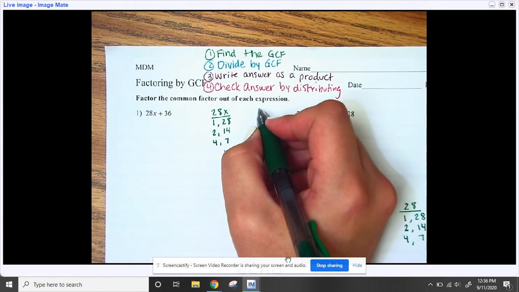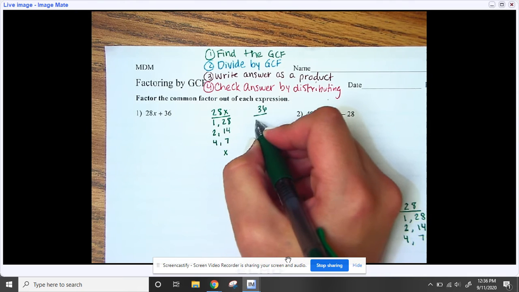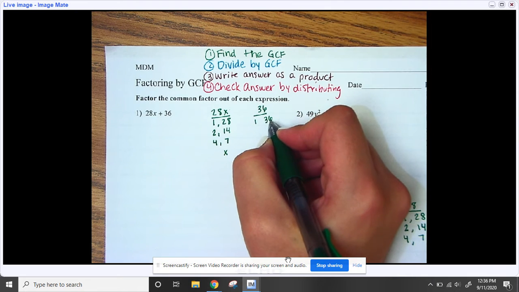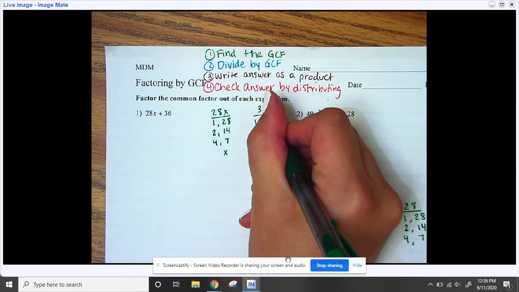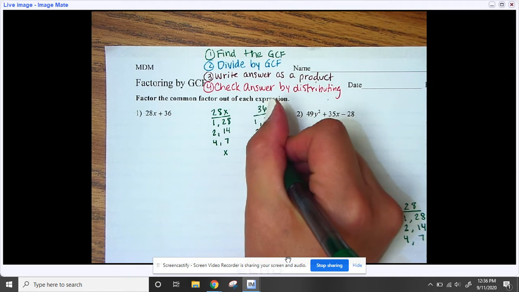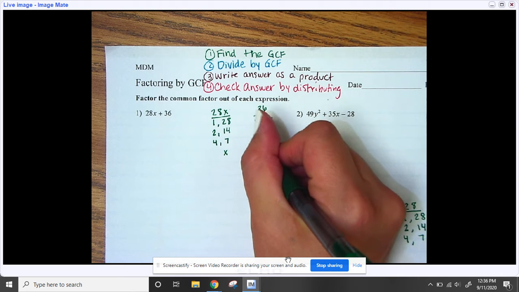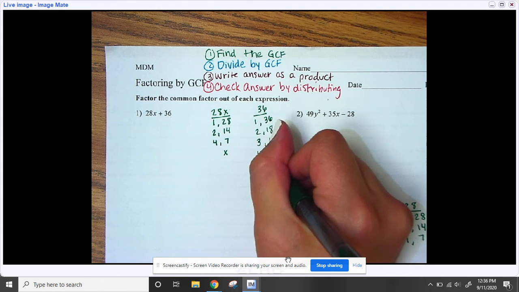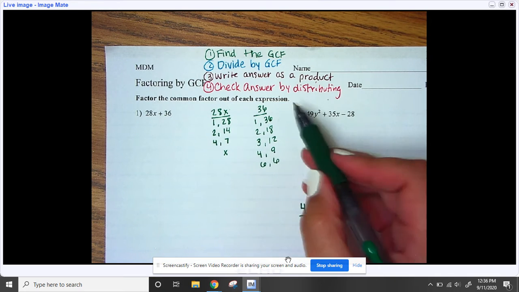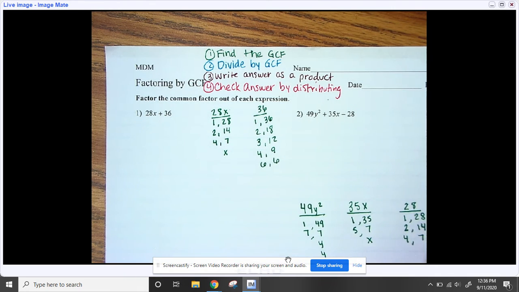The other term is 36. I can do 1 and 36. I can do 2 and 18, 2 times 18. I could do 3 times 12. I could do 4 times 9. And I could do 6 times 6. There's no variable, so I'm not going to tag a variable on the end.